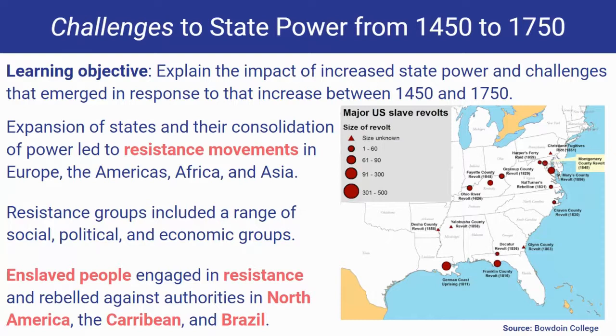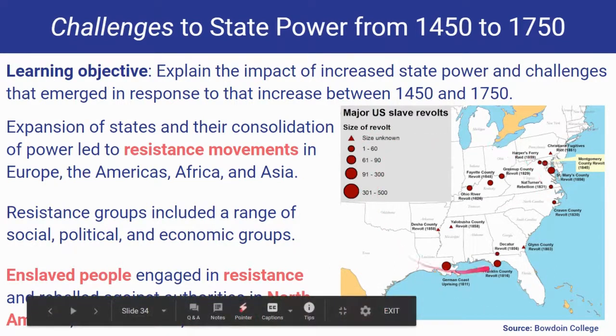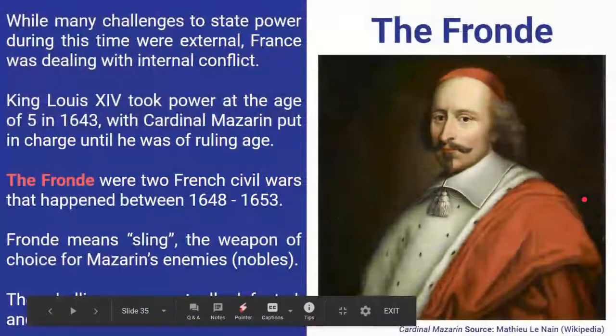And those challenges were both internal and external. You had resistance movements from enslaved peoples, resistance movements of poor peoples, and resistance movements of nobility. So you had all different kinds of groups vying for power, and different resistance movements growing as states start growing and as the power of the state starts growing, essentially. Some of those revolts, by the way, these are revolts of enslaved peoples, happened across the Americas, the Caribbean, and even into Asia as well.